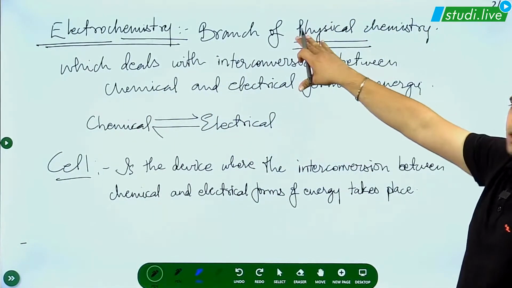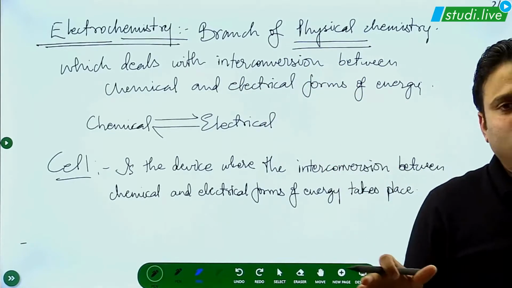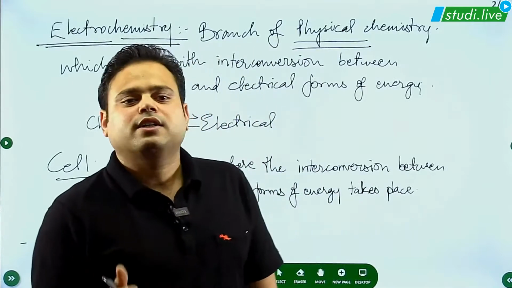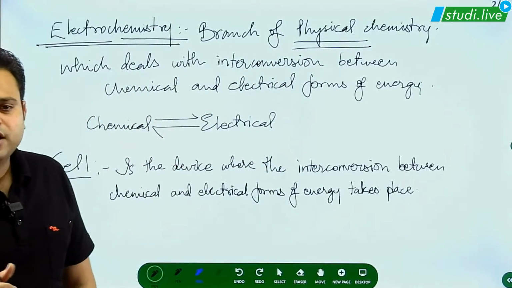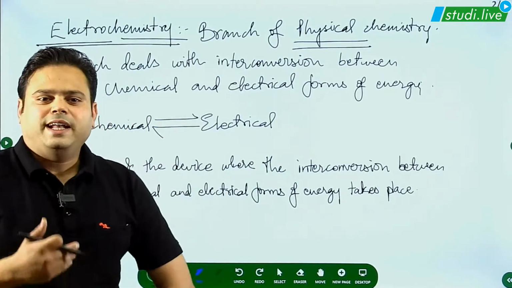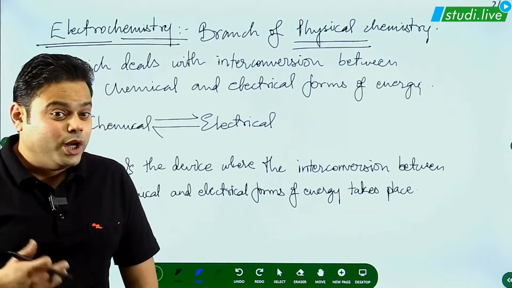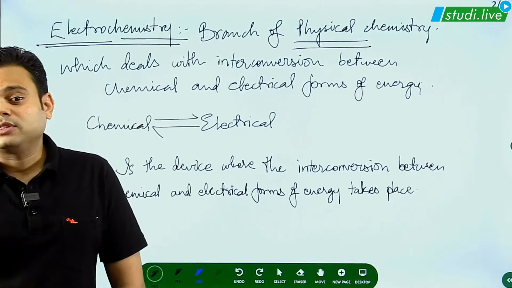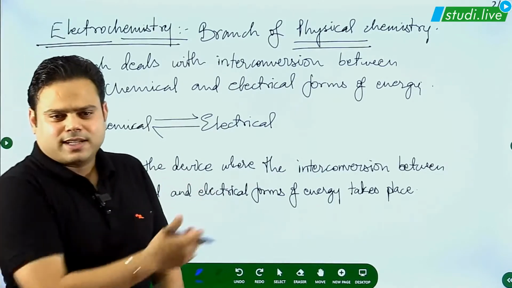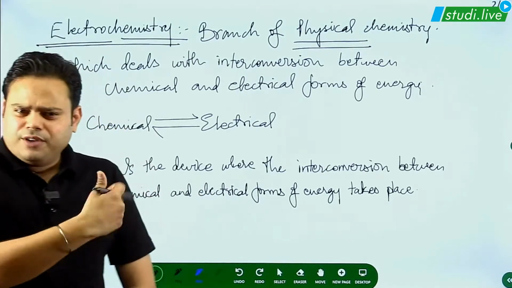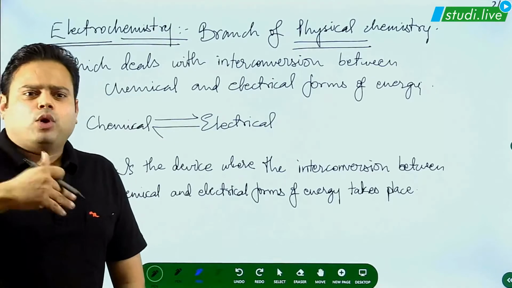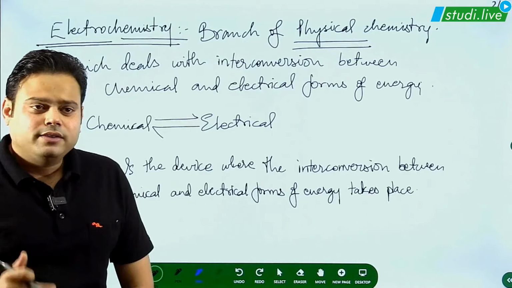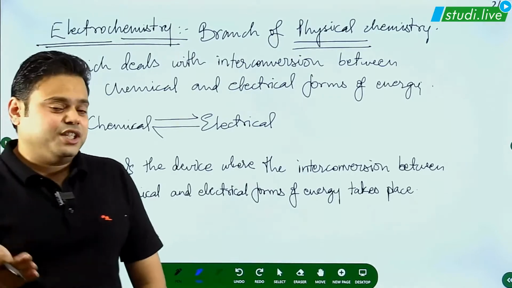So we talk about electrochemistry. Electrochemistry is that branch of chemistry which is related to physical chemistry, which deals with interconversion between chemical and electrical forms of energy. And this interconversion you will notice where? In the device called a cell. अब सेल के बहुत सारे टाइप्स होते हैं. What we will be discussing ahead are the different types of cell, how they function, and what are the factors, the parameters which help us to identify which will be the most efficient cell.